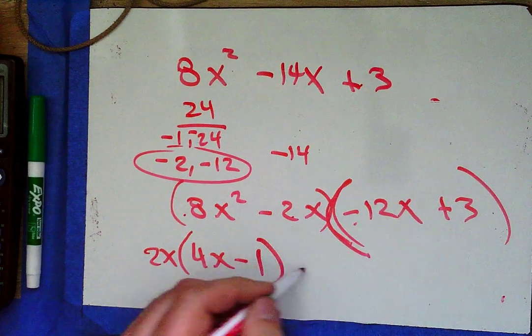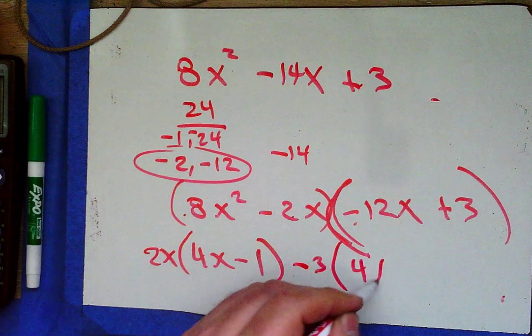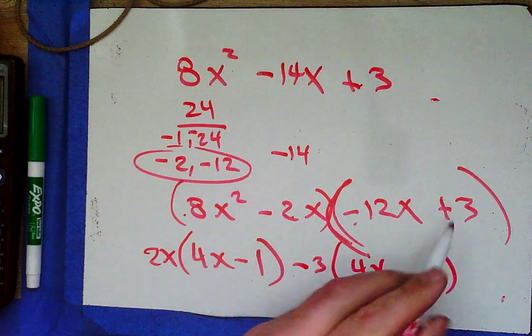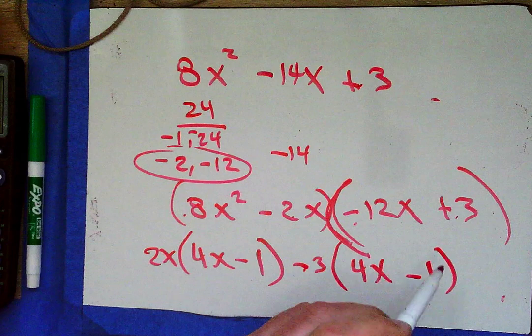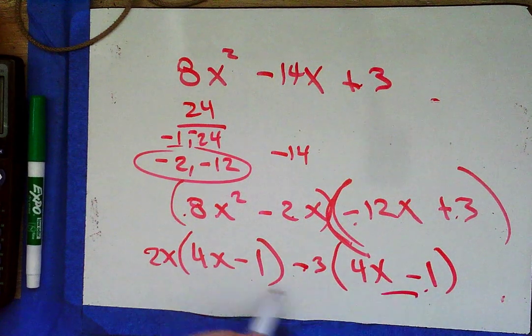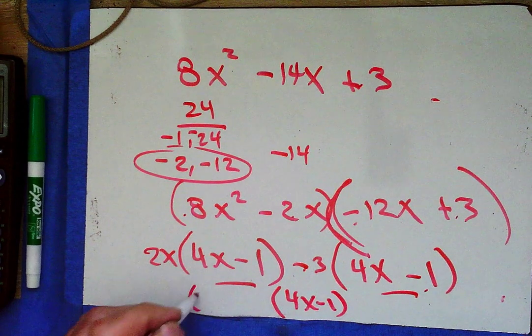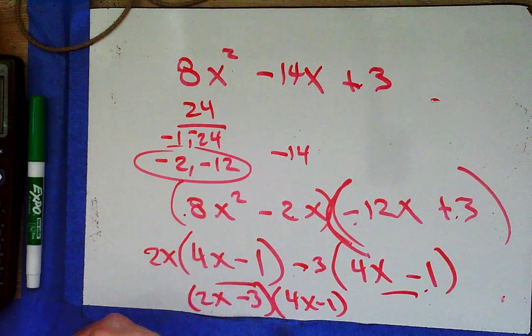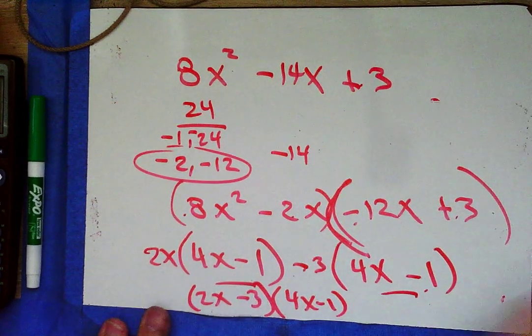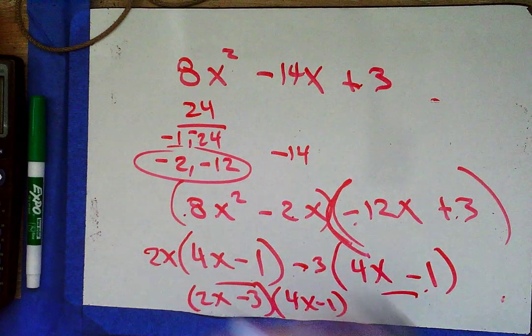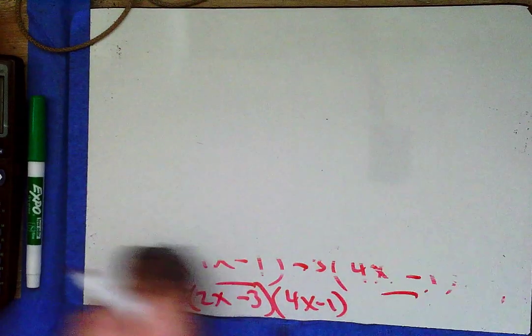And here I'm going to factor out a negative 3, leaving me 4x minus 1. Positive 3 divided by negative 3 is negative 1. These are the same, so I can pull that out. And now I've got left over a 2x minus 3. So by whatever method you're using to factor a trinomial, you need to be comfortable with that. We are not gonna say goodbye to factoring trinomials for a long time in math.